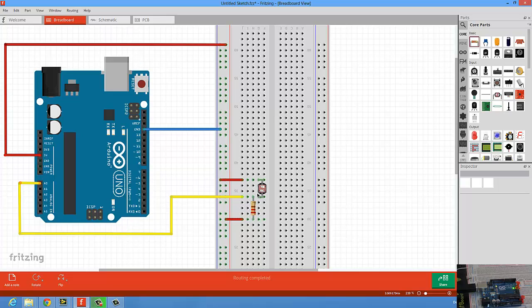Positive coefficient means when there is more light on the sensor, its resistance increases, and when there is less light, its resistance decreases. So negative coefficient would be just the opposite. You get the idea.